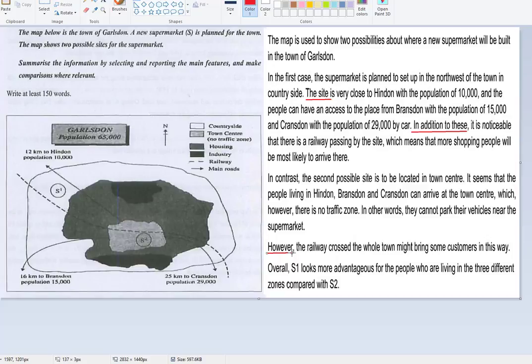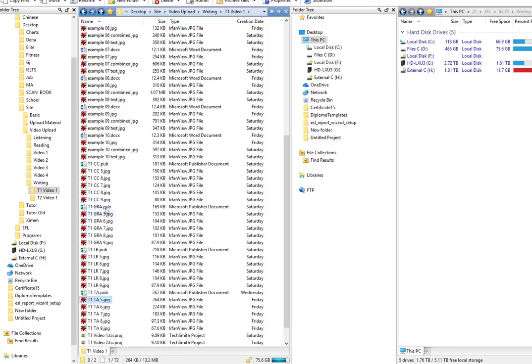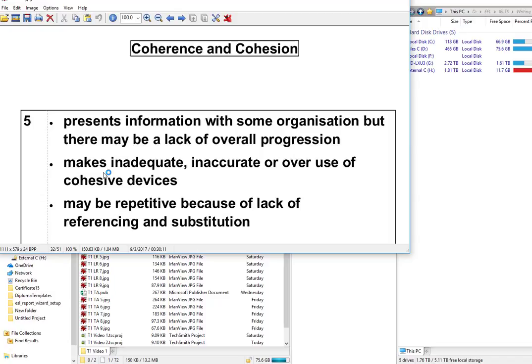Because here we see the word however. The railway across the whole town might bring some customers. So this seems to be a positive. So because of a however, I would think these are negatives. So are all these negatives? It's kind of hard to follow. So the writer manages to organize his or her thoughts, but it's not very clear to me. So, especially as far as coherence goes, I would say 5.